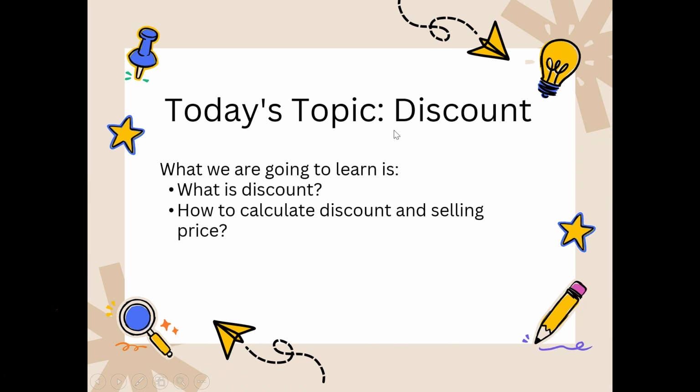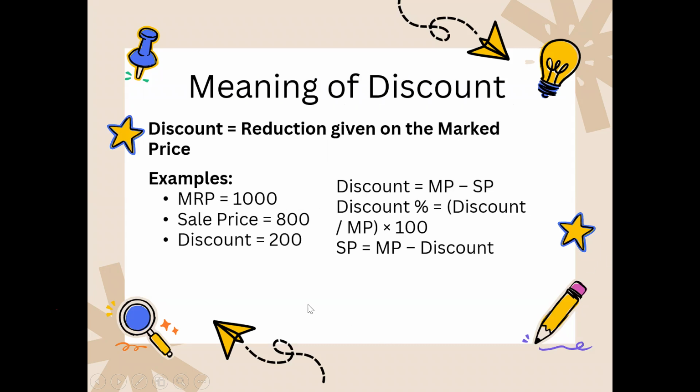So what is discount? Discount is something which we get on the mark price. What we are going to see in this topic is what is discount, how to calculate discount and selling price. These are the learning objectives for today's lecture. So what is the meaning of a discount? Discount is nothing but the reduction given on a mark price.